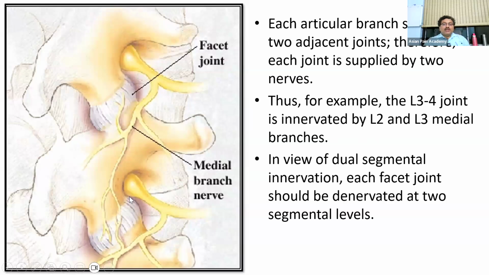So if we take this joint, say this is L5 and this is L4, this is supplied by the L4 and this is supplied by the L3. So one is coming from above and one from below. And it has been found that this medial branch is located at the junction of the superior articular process and the transverse process. So it lies in a groove at this point. So they are going like that and then supplying the joint.